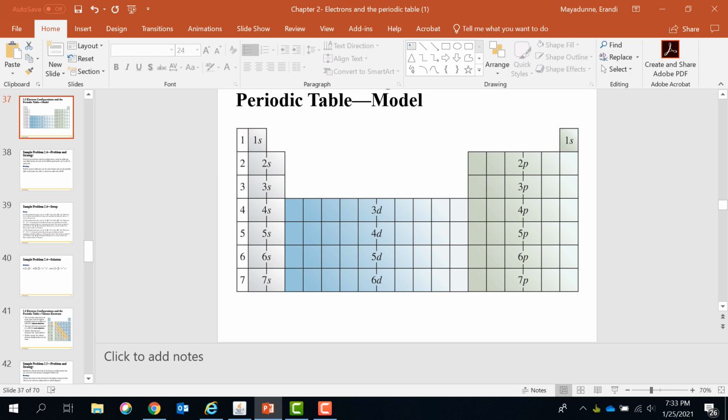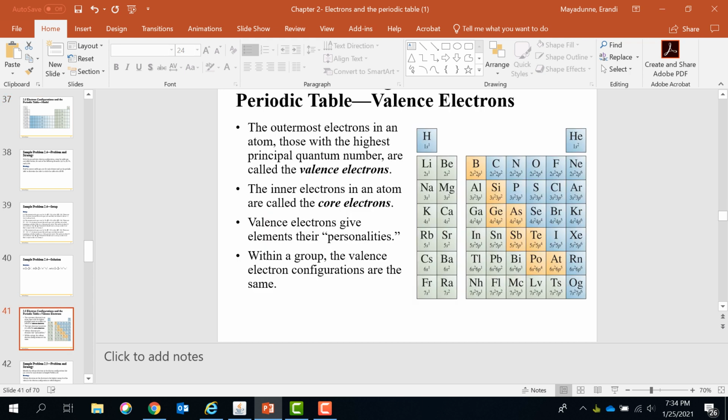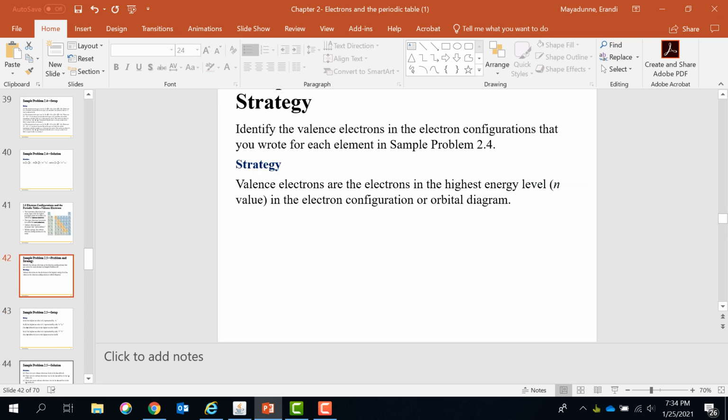In main group elements, the group number equals the number of valence electrons. Very important. Main group elements: group number equals the number of valence electrons. For example, if I ask how many valence electrons in calcium, calcium is in group 2, so 2 valence electrons. And for sulfur, group number 1, 2, 3, 4, 5, 6, so 6 valence electrons.